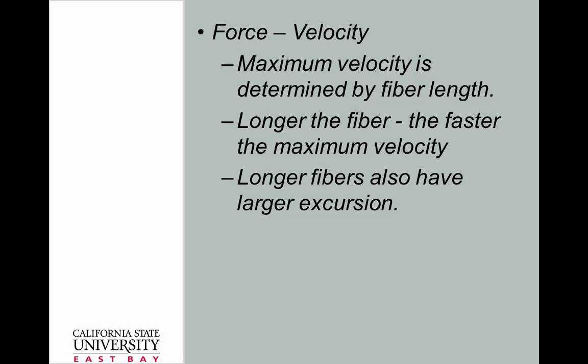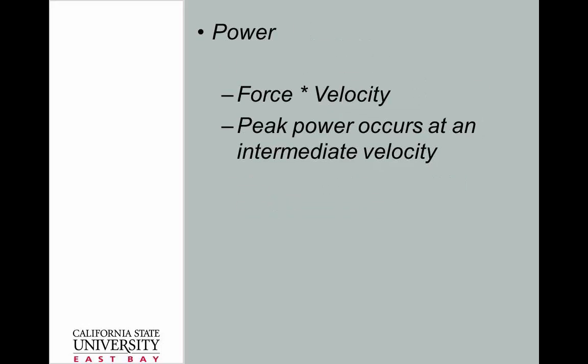So the longer fiber will have the faster maximum velocity and also a larger excursion. And another word for excursion is range of motion. So muscles like your hamstrings that have these long fibers can go through large ranges of motion and can move very quickly.